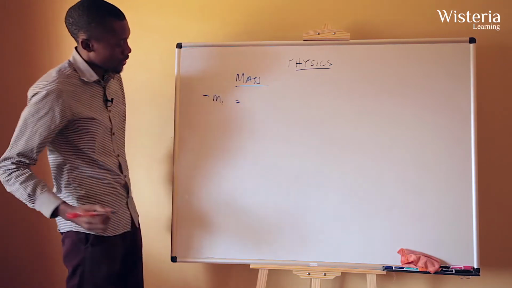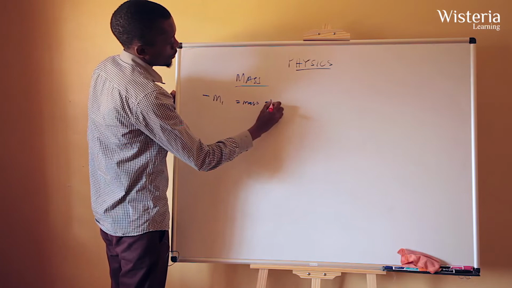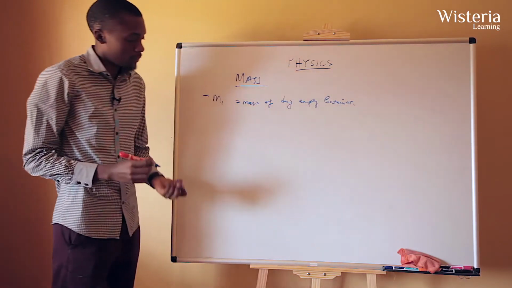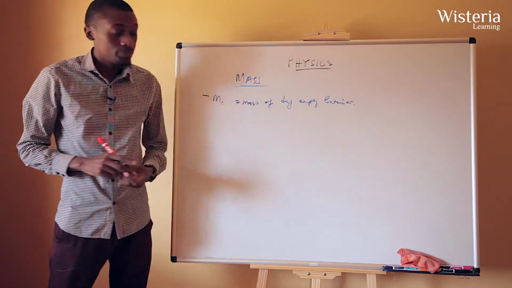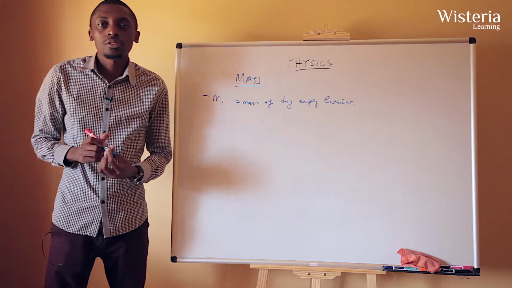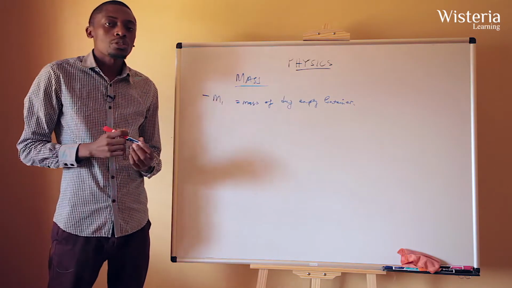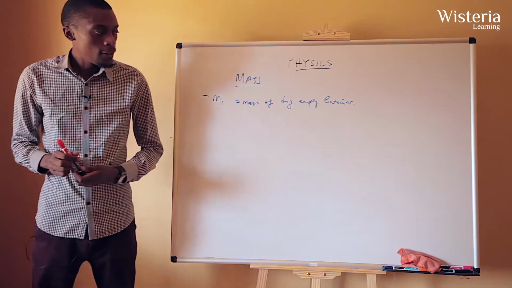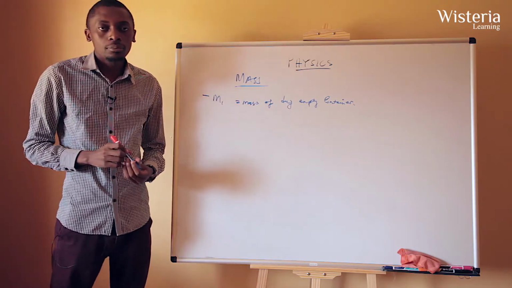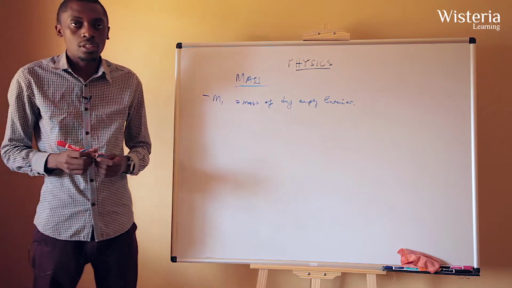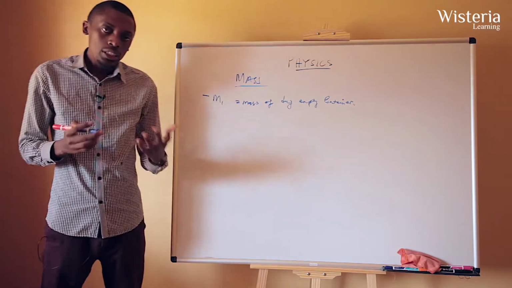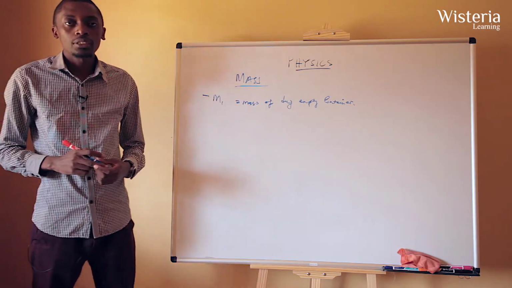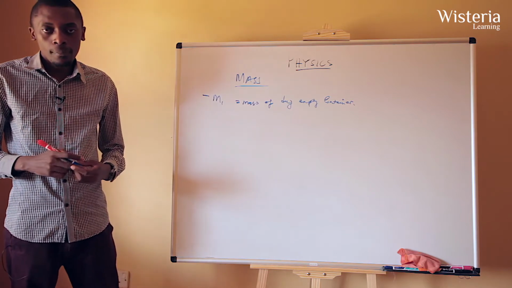So M1 is actually the mass of the dry, empty container. So that's the first step. Now the second step is you simply get the liquid that you want to determine the mass for, pour it into this dry, empty container, place it on an electronic balance, and record the mass as M2.